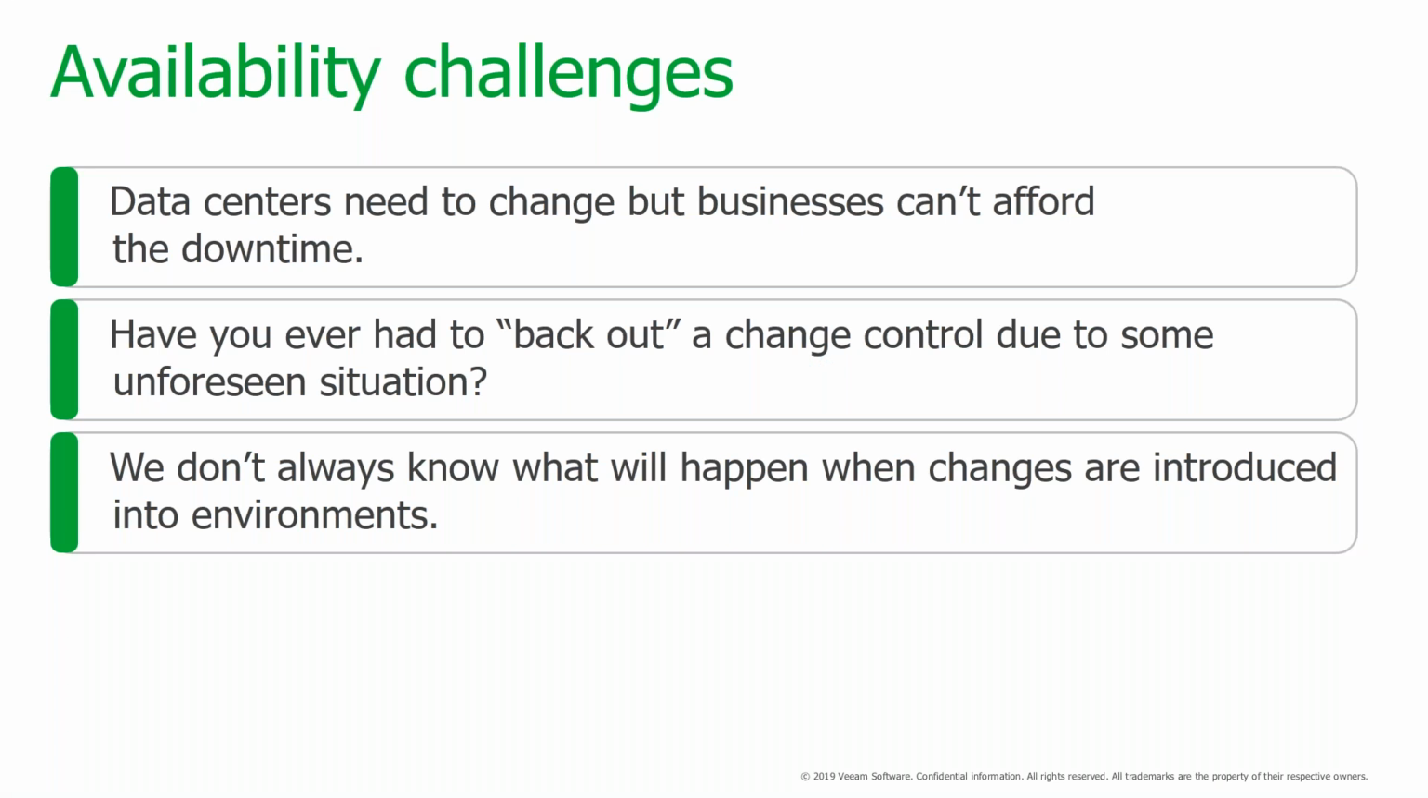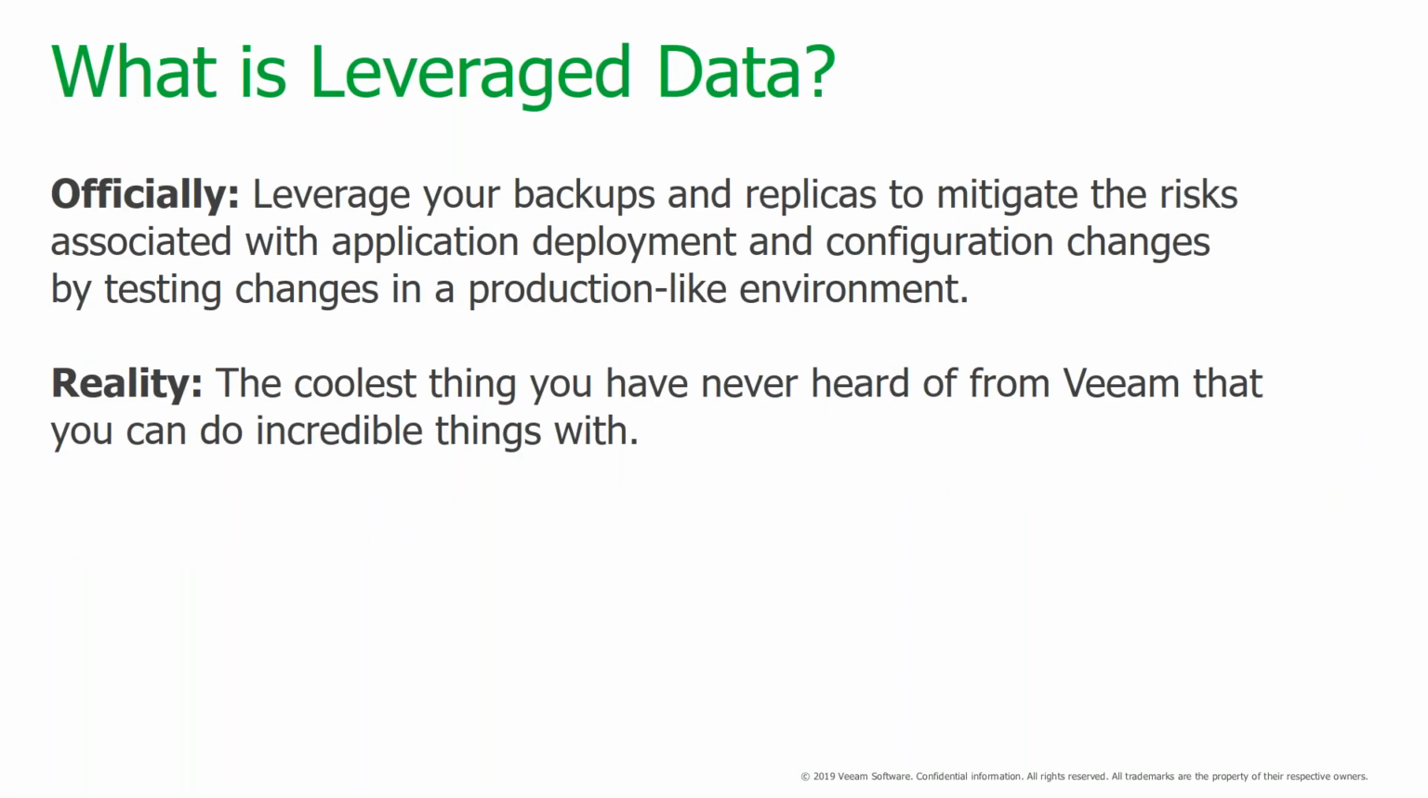So picking up where we left off, we're going to take a look at what is leverage data. Leverage data is really taking advantage of the data that you have in your existing backups or replicas and using that data to mitigate some of those availability risks. So what if we could start this data up as if it was production, because basically it is a copy of your production environment, apply that patch and test it, or apply that update and test it. Those are some of the things that we can do inside of Veeam DataLabs. And the really cool part about this is Veeam has had this around for a number of years, and many customers don't even know that it is in the license that they already own.